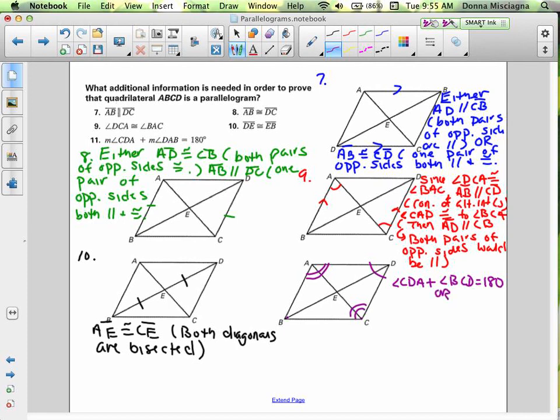Or we can use the other angle. We can go the other direction. We would need angle DAB. When I pick up the pen, I only get purple, and I'm using a blue pen. Angle DAB plus this angle here, which would be angle ABC, equaling 180. And then you'd have one angle supplementary to both consecutive angles.